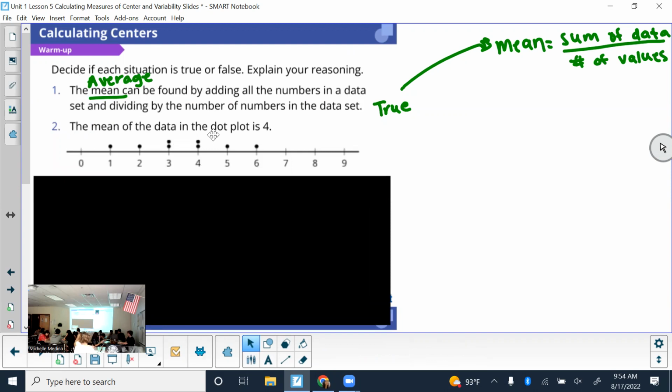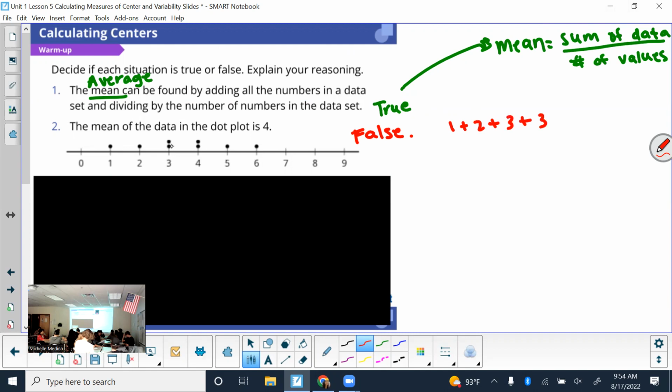2, the mean of the data in the dot plot is 4. True or false? All right, it is false. How do you figure it out? The mean? Well, it's the sum of your data divided by the number of values that you have. So you should have done the sum of these. So like 1 plus 2 plus 3 plus 3, because 3 has 2 dots. So that means it showed up twice. Plus 4 plus 4 plus 5 plus 6.